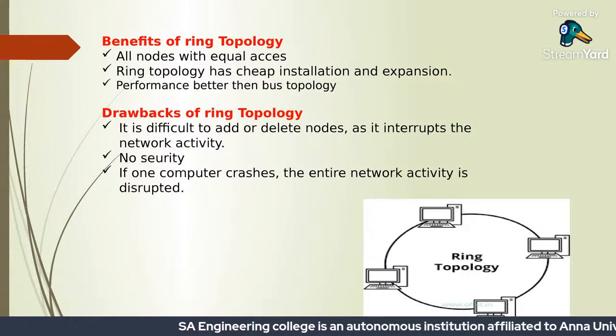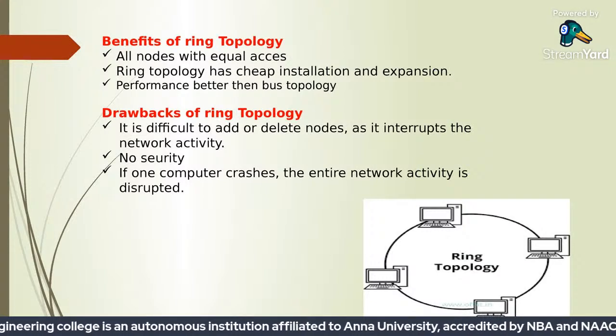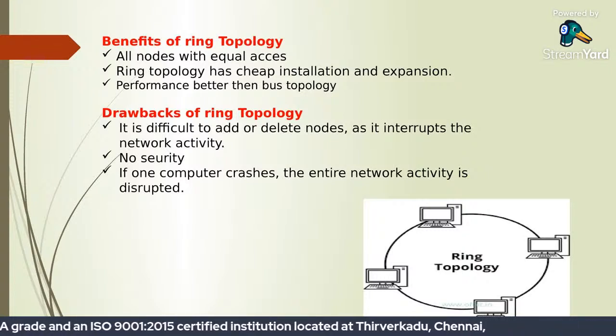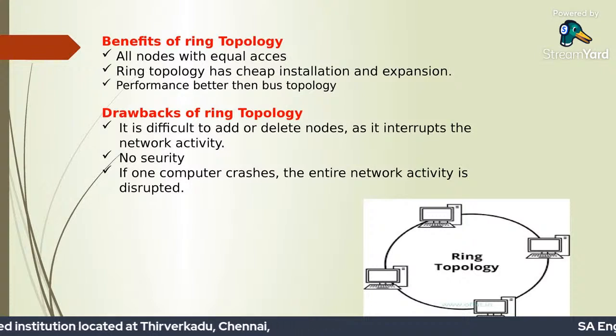Next, drawbacks of ring topology. It is difficult to add or delete a node, and it interrupts the network activity. When we want to add or delete devices, it will interrupt the whole network activity, and it is a main drawback in ring topology.